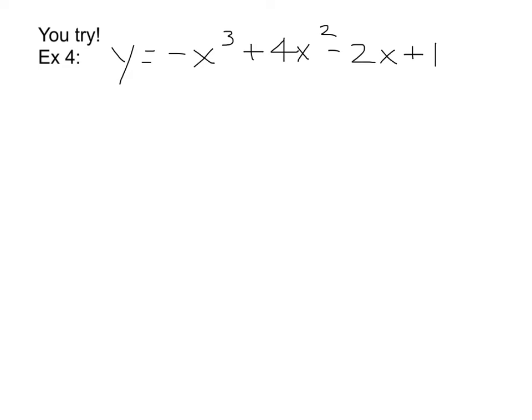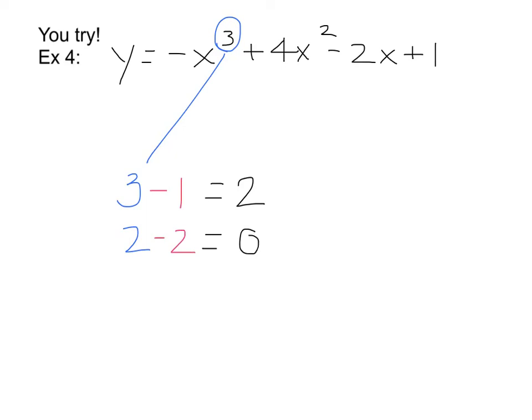So to determine the turning points, we are going to look at the highest exponent. The highest exponent is a 3. So I start with 3 and I always take away 1 to begin with. So the maximum number of turning points that this graph could have is a total of 2. Now you take the answer you got and you are always going to subtract 2 after that. So 2 minus 2 gives you 0. Now since I reached 0, I could have 2 turning points, or I could have 0 turning points.